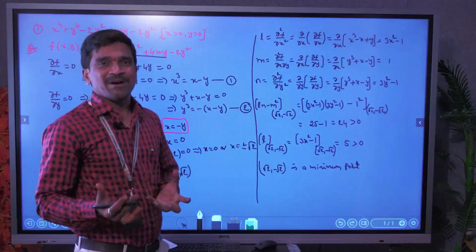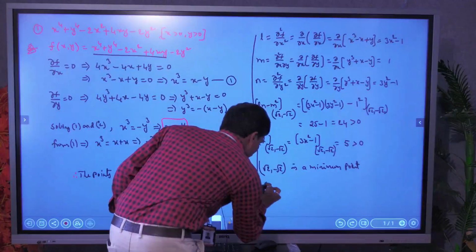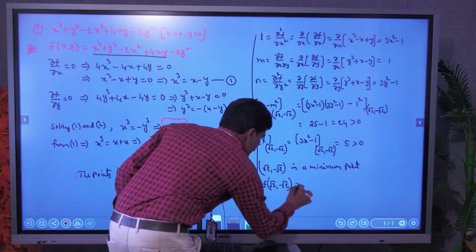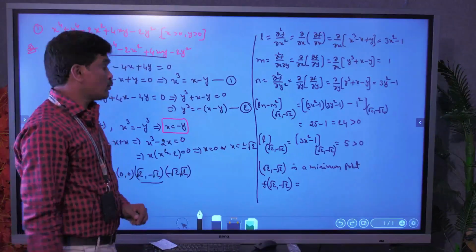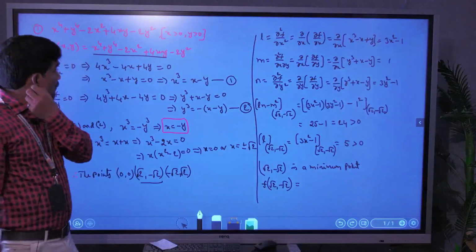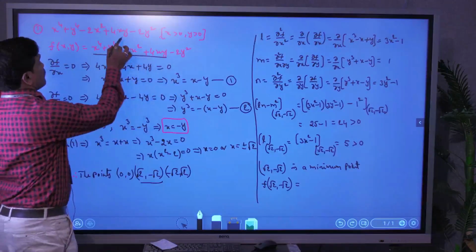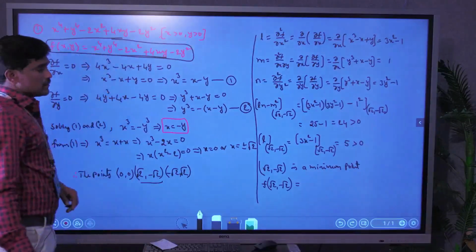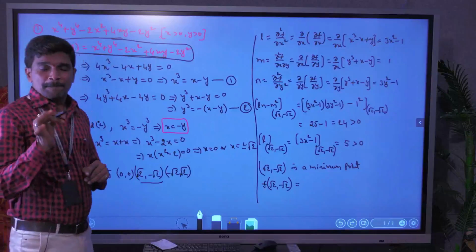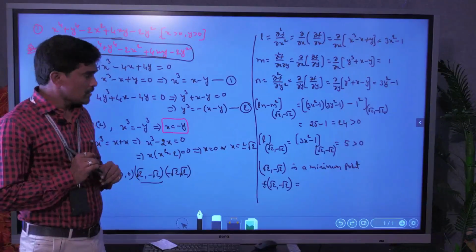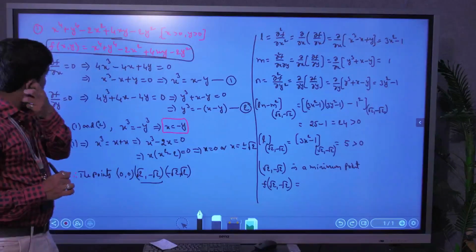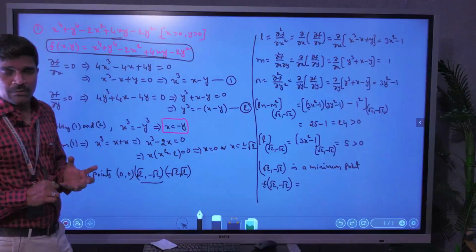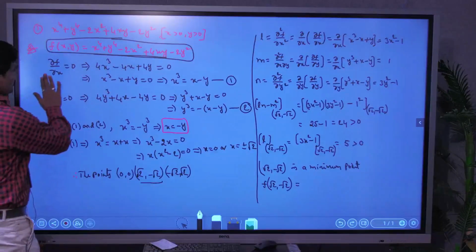Now what is the minimum value? So write the minimum value f of root 2 comma minus root 2. Then calculate f of root 2 comma minus root 2. Now replace x and y with root 2 and minus root 2 in this. We get a minimum value, right? Now similarly we can check minus root 2 comma root 2.